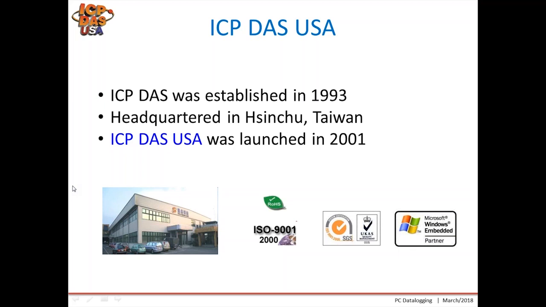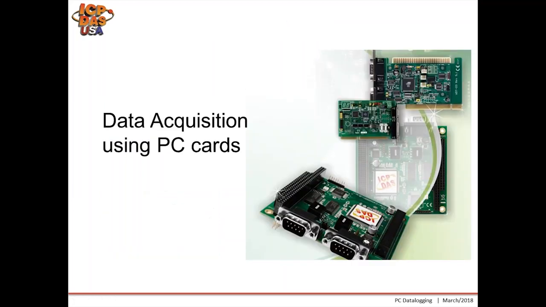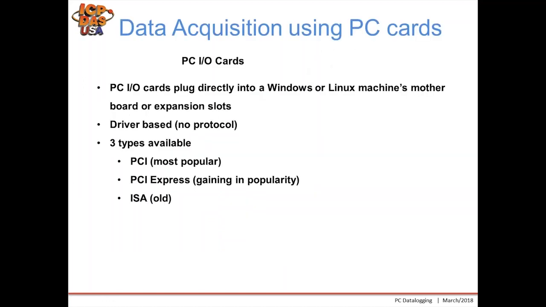Our first topic will be data acquisition boards. PCI I/O cards will fit into most Linux and Windows machines' motherboards or expansion slots. They are chosen based on the type of slots available on the PC, and they are driver-based. There is no protocol associated with these boards. There are three types of boards that we offer: PCI being the most popular, PCI Express, which is gaining in popularity, and older ISA boards we have to support older machines.